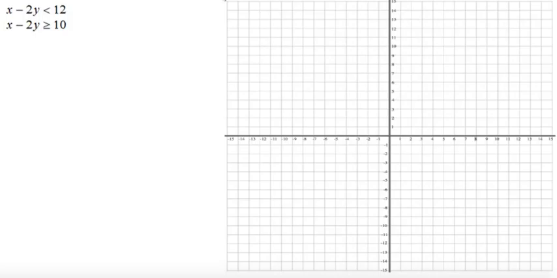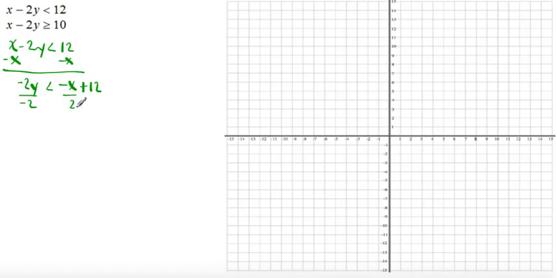Example 19, solve the system of linear inequalities and give one example and one non-example. So first we have to get both of these in slope-intercept form. So I have x minus 2y is less than 12. Subtract x on both sides. So negative 2y is less than negative x plus 12. And then I have to get y by itself, so divide everything by negative 2.